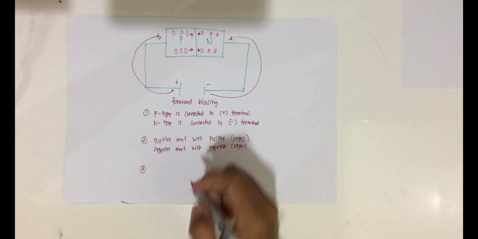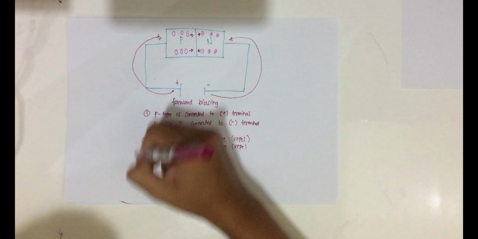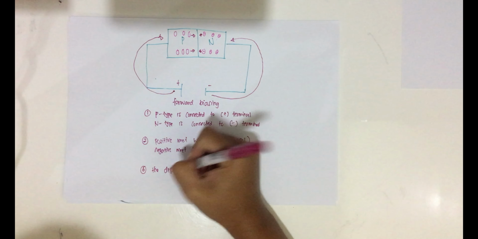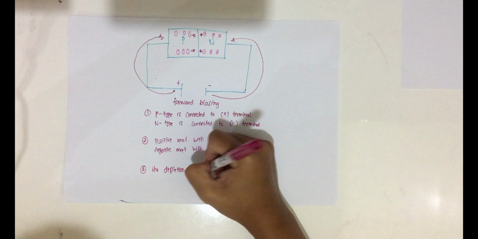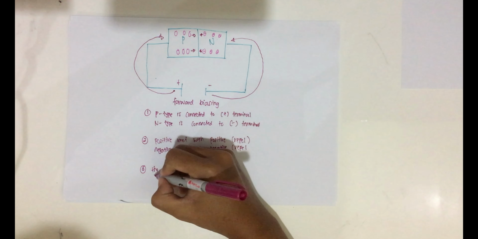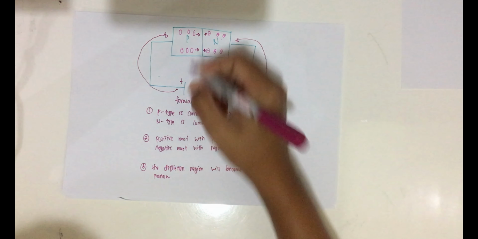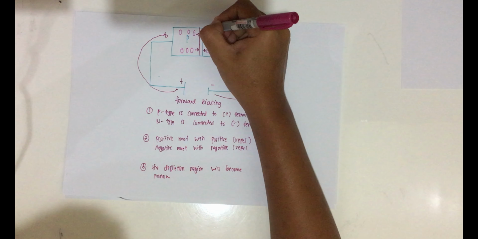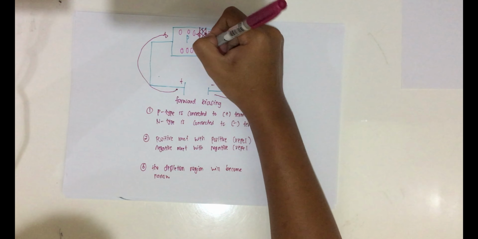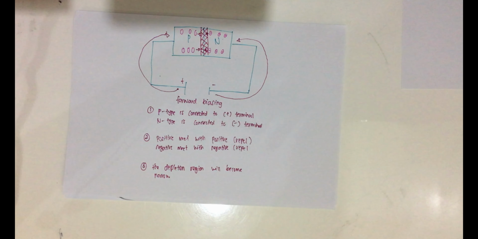And as the result of that, the depletion region will become narrow. So the depletion region here will become narrow and will make the current easy to flow.